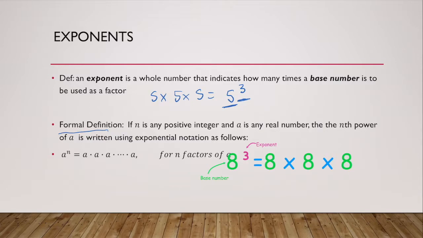So here's our formal definition of exponents. If n is any positive integer and a is any real number, the nth power of a is written using exponential notation as follows: a to the n equals a times dot dot dot a, where the number of times a occurs is n. So for example, I've got 8 cubed. 8 is our base number, 3 is our exponent, and it means I take 8 times itself 3 times.